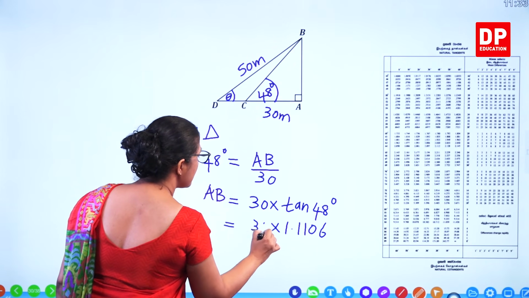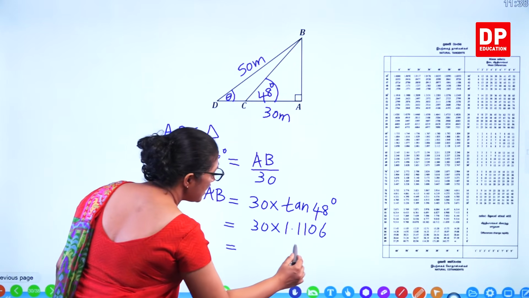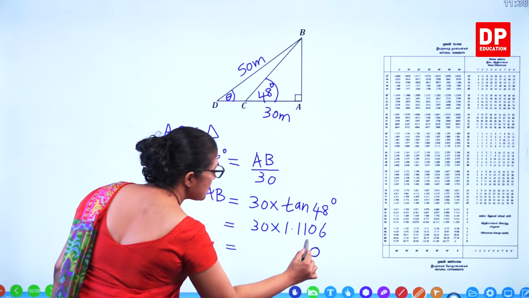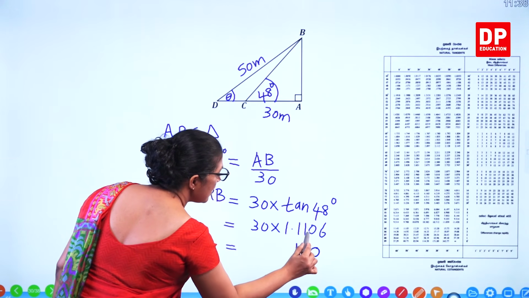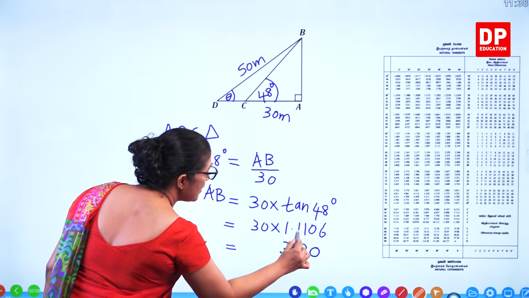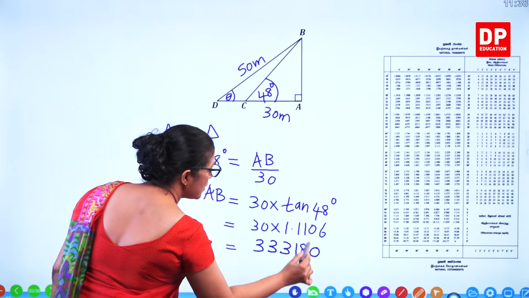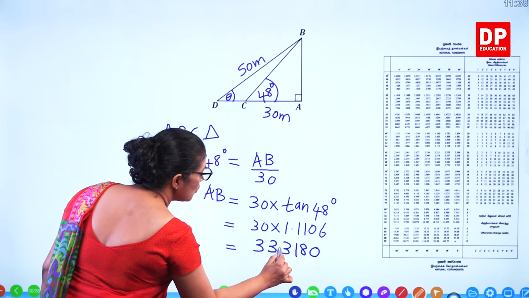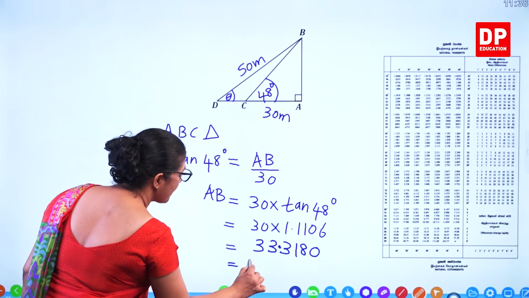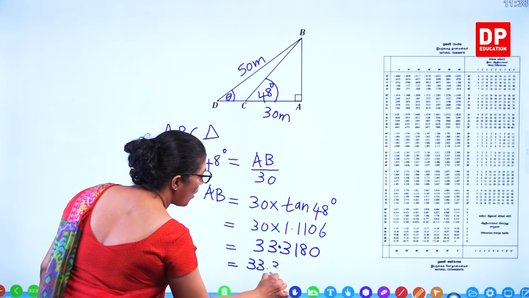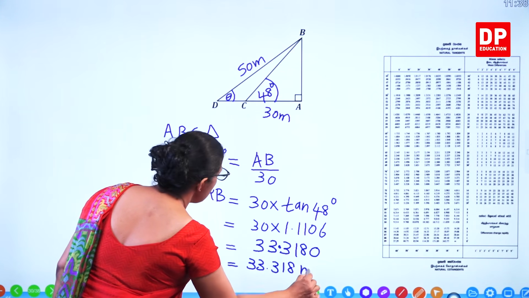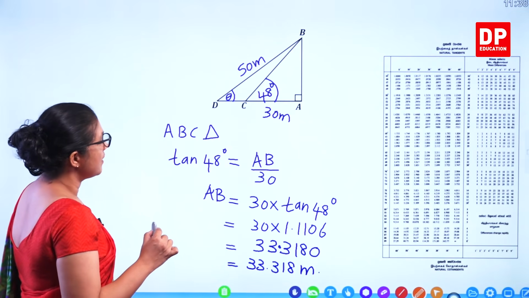Multiply by 30. 3 times 6, 18. And 3 times 1, 3. So 4 decimal places you have to keep. So 33.318 meters is the AB length.